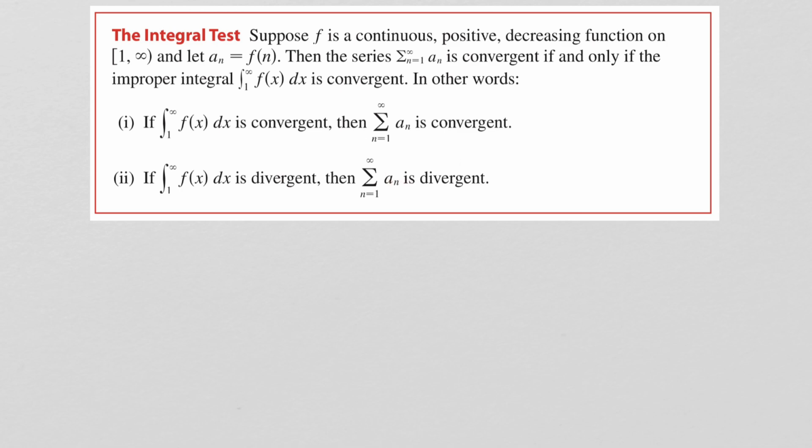Now, one thing you need to make sure of when you apply tests for convergence is that you are careful to check the hypotheses of that test. So the integral test can only be used on functions that are continuous, positive, and decreasing. So before you can use the integral test to draw a conclusion about convergence or divergence, you have to check that these three things are satisfied.